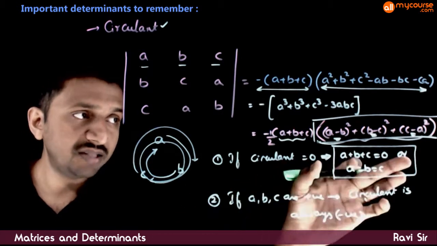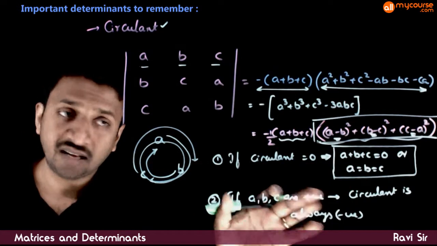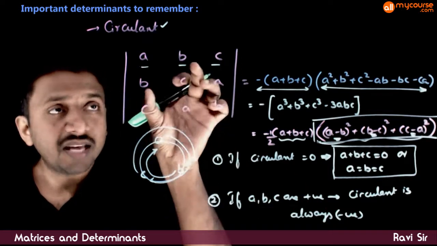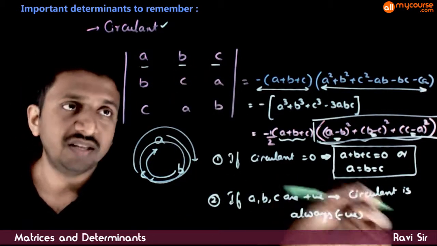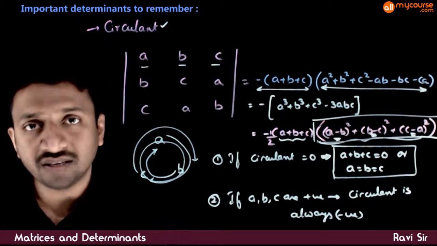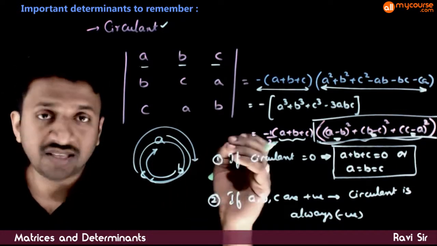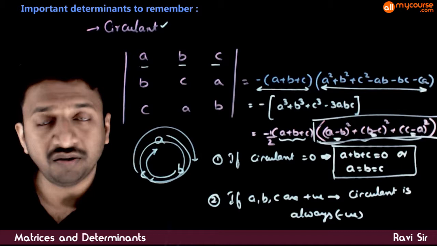So if a circulant is 0, these are the conditions, and if the circulant is made of positive numbers, then the value of the circulant is always negative. So these are two important conclusions which you need to keep in mind.